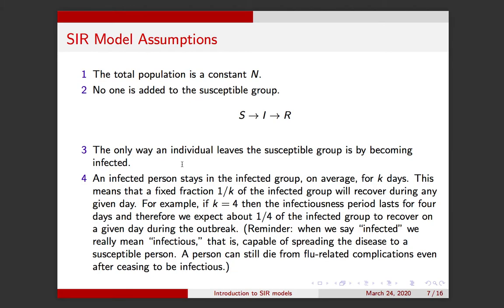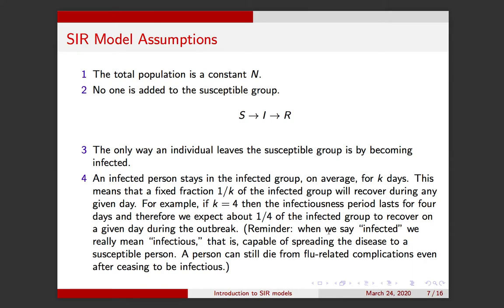Okay, let's just start drilling down on some of the math here. So far these assumptions aren't particularly mathematical. Here's our first sort of mathematical assumption. We'll assume that an infected person stays infected on average for k days, meaning that on a given day during the course of the outbreak, approximately 1/k of the infected group recovers. So just for example, if k equals 4, that means that you are sick for 4 days. Well, if everybody is sick on average for 4 days, then on average about a quarter of the infected population recovers on a given day.